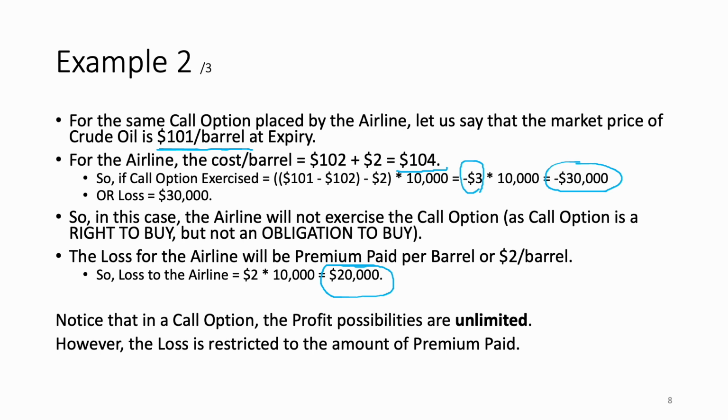Now, the important thing to notice from these three examples is that when a call option is exercised, the profits can be unlimited. If the price rises according to what is expected, the profits can be unlimited. However, the loss is restricted to the premium amount agreed in the call option. The loss will not be more than the premium amount that has to be paid for the call option.